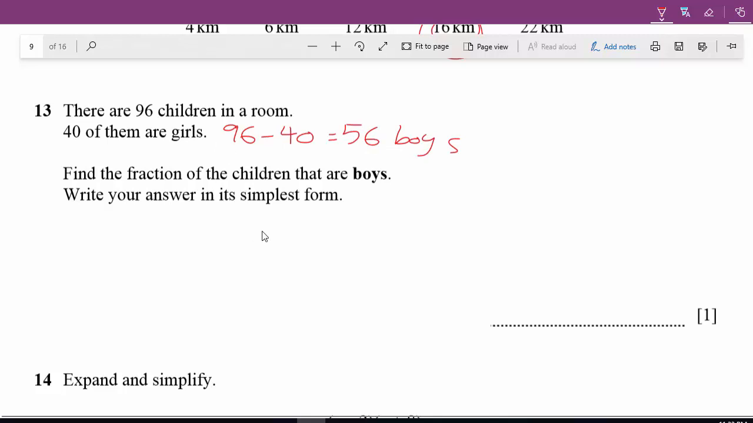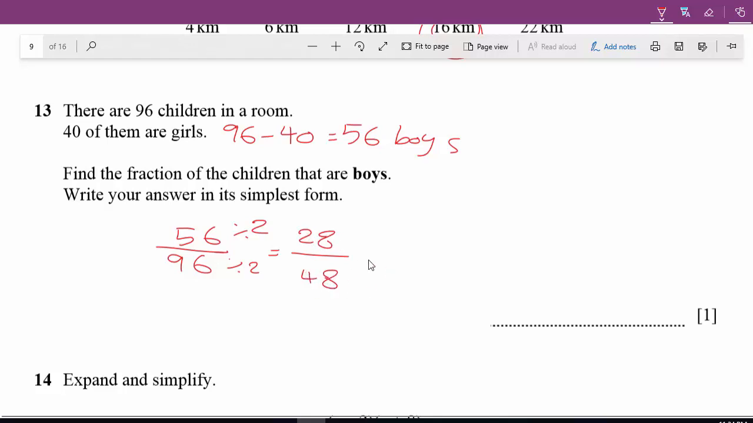The fraction of boys is 56 out of 96. Since 56 and 96 are both divisible by 2, then we can divide them by 2 to make them simpler. Divide 2, divide 2. You can straight away divide them by 8, but no, whenever you see two even numbers, just keep dividing them until you get the simplest form. 56 divided by 2 is 28, and 96 divided by 2 is 48.